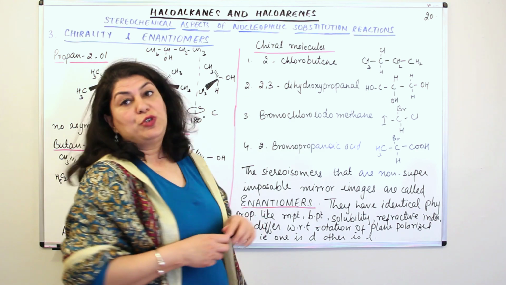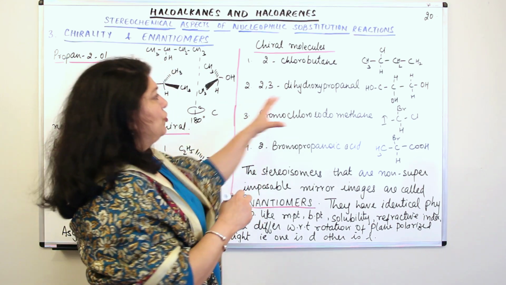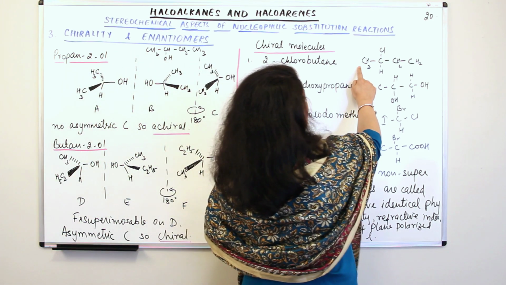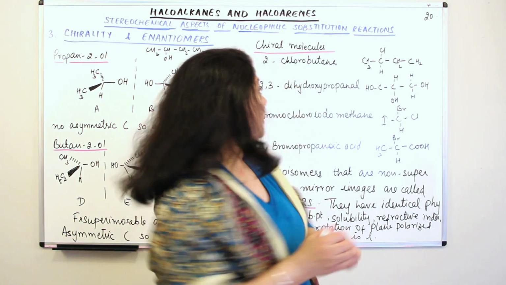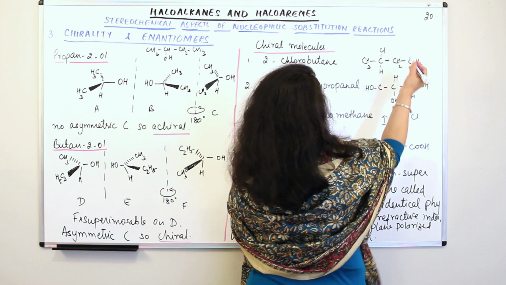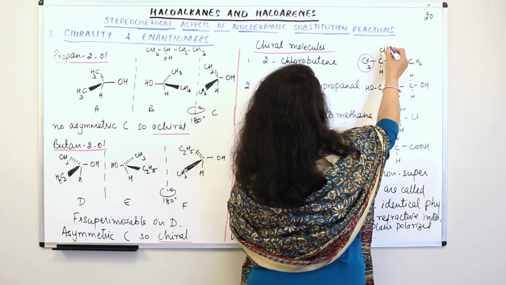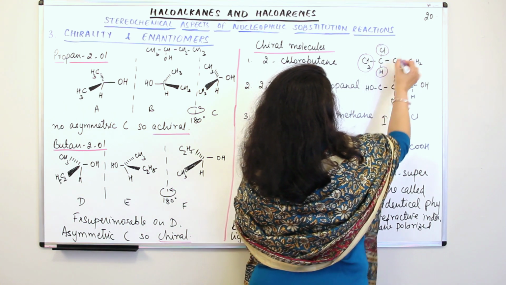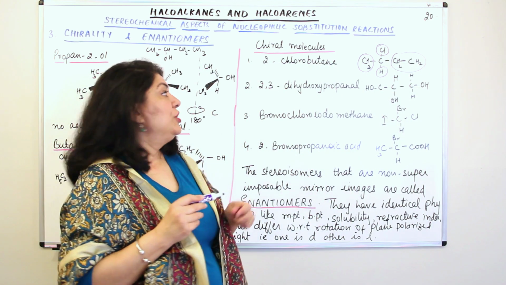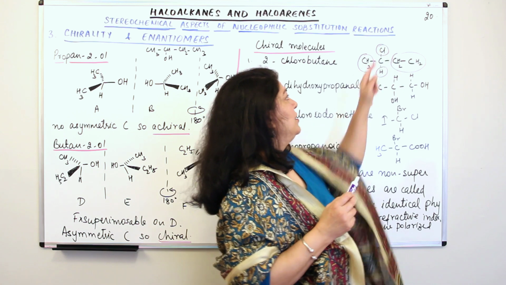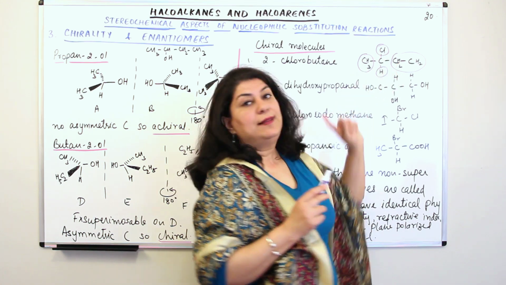So 2-chlorobutane is an example. Draw the structure of 2-chlorobutane. You have a methyl group here, you have an ethyl group here. Okay, so what are the four groups? This is a methyl group, this is chlorine, this is hydrogen, and this is an ethyl group. So around this carbon you have four bonds and all four species are different: chlorine, hydrogen, methyl, ethyl.